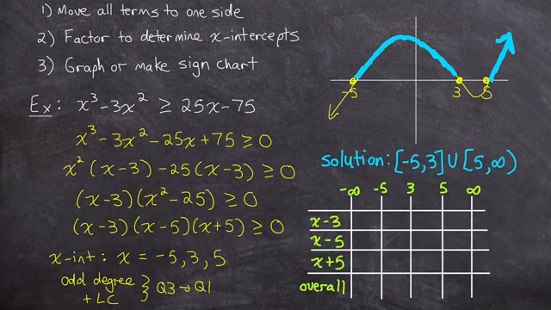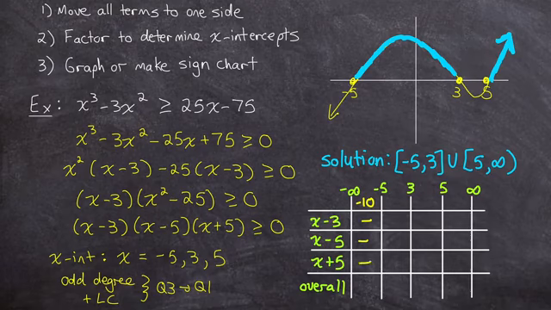And then this is just going to be an organized way of testing values in each of these factors one at a time to determine if the overall sign of this polynomial function is going to be positive or negative in each of the intervals we've created. So in the first interval between negative infinity and negative 5, I have to pick a test value. I'll pick negative 10. If I were to sub negative 10 into this factor of x minus 3, I would get negative 13, which is a negative answer. If I sub it into x minus 5, I get negative 15, which is a negative answer again. And then subbing it into x plus 5, negative 10 plus 5 is negative 5.